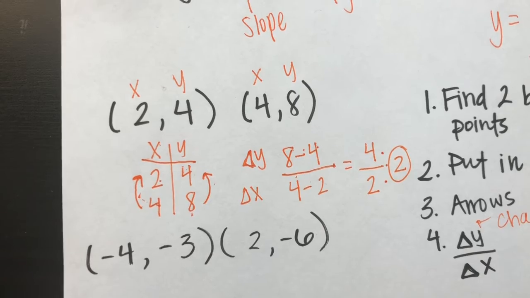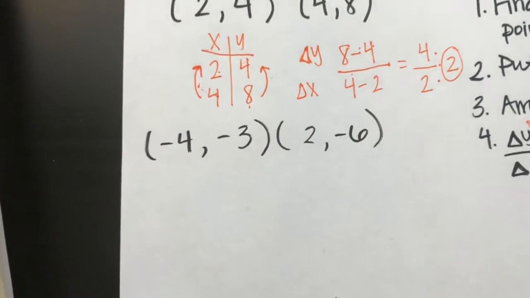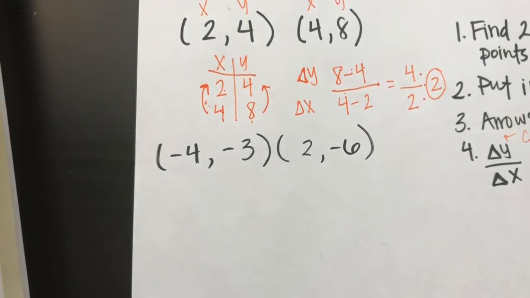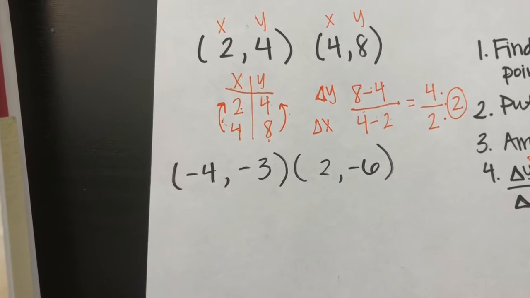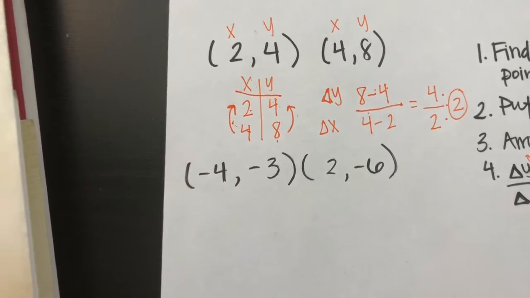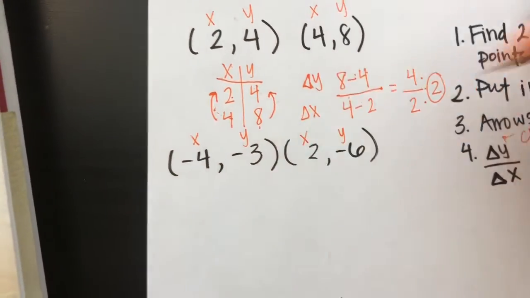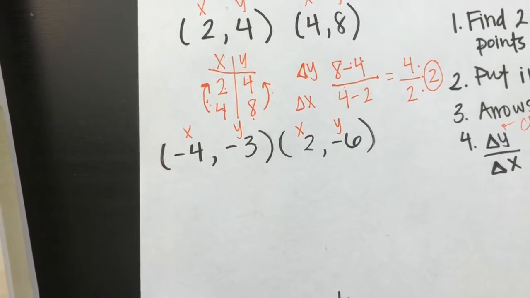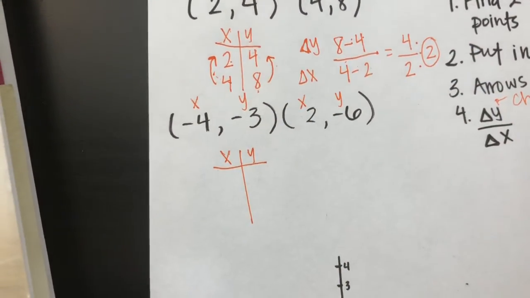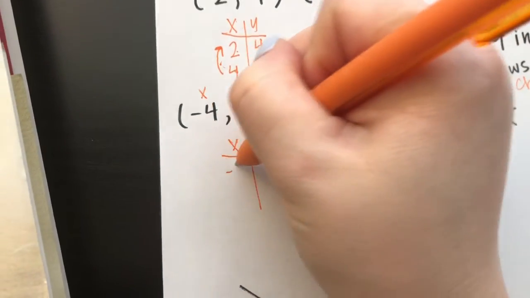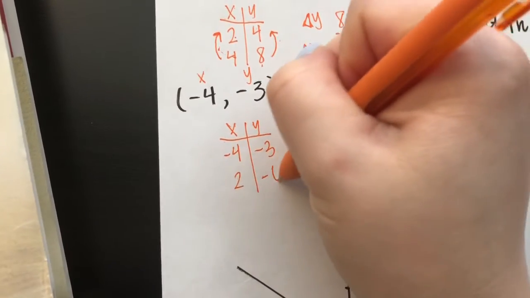All right, let's do one that's a little bit more tricky that has some negatives in it, everyone's favorite or least favorite. Okay, so I have already been given my 2 perfect bullseye points. Now, if this was on a graph, I'd have to find those, but since I've already been given them, we're just going to start by labeling. So this is x, this is y, this is x, and this is y. All right, step number 2 says put it in a table. So I just put mine in a table. All right, I'm just going to start by plugging in those points. And then we have 2 and -6.